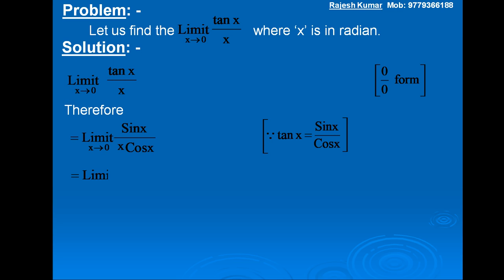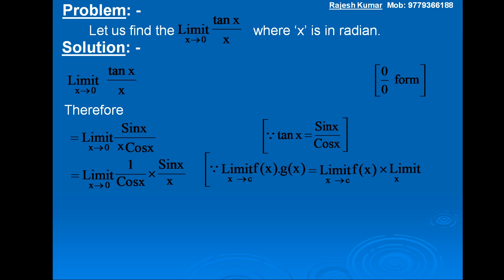By rearranging this, we get limit x approaching 0 of 1 upon cos x multiplied by sin x upon x. So there are two functions, 1 upon cos x and sin x upon x. Now because limit x approaching c of f(x) times g(x) is equal to limit x approaching c of f(x) multiplied by limit x approaching c of g(x), this becomes equal to limit x approaching 0 of 1 upon cos x multiplied by limit x approaching 0 of sin x upon x.